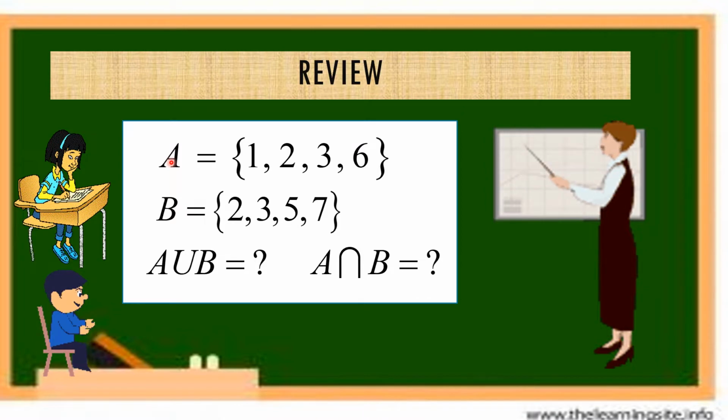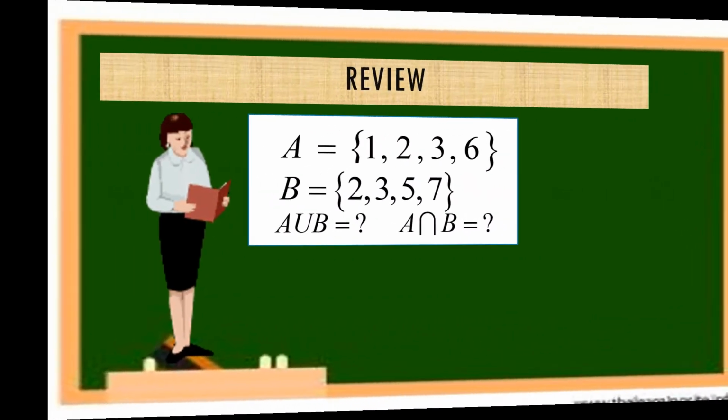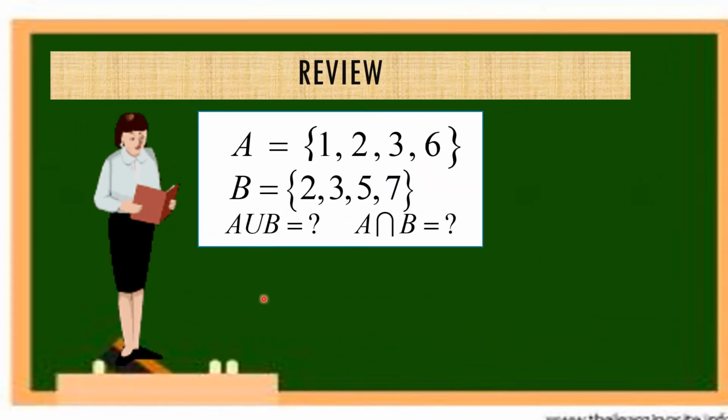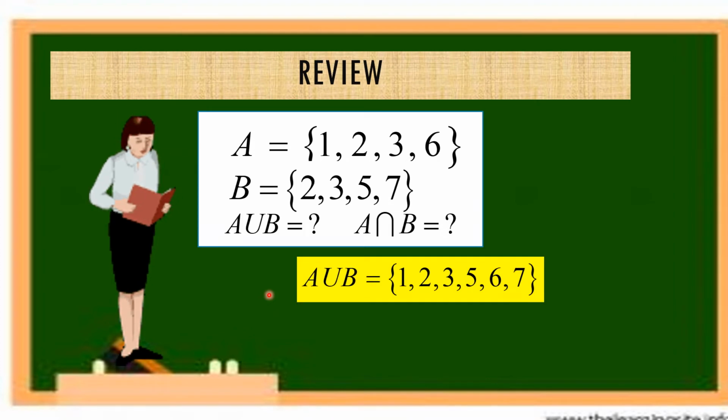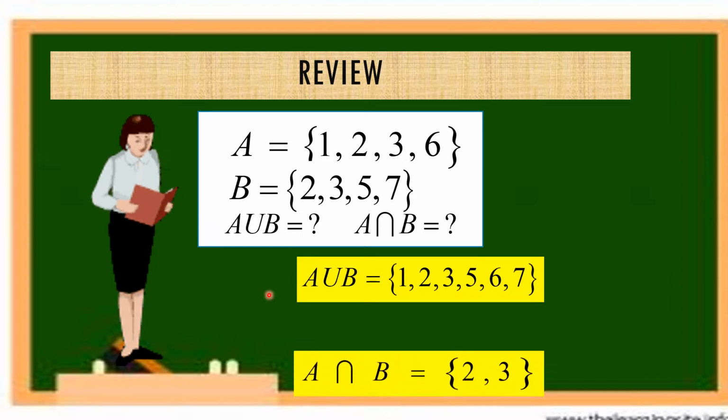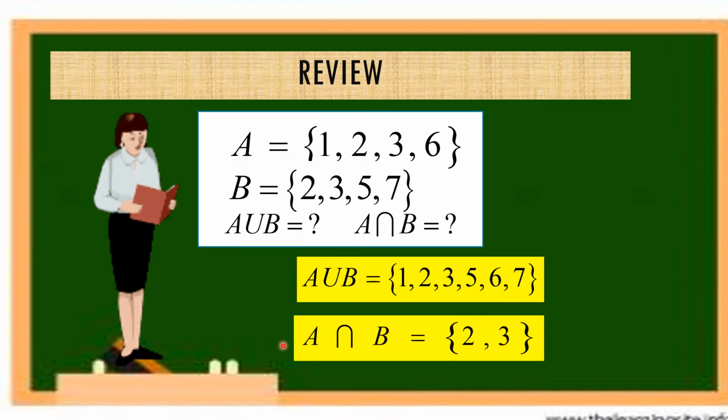Set A is a set whose elements are 1, 2, 3, and 6. Set B is a set whose elements are 2, 3, 5, and 7. We need to find A union B and A intersection B. So we have our answer. For A union B, the answer is 1, 2, 3, 5, 6, and 7. For A intersection B, the answer is 2 and 3.